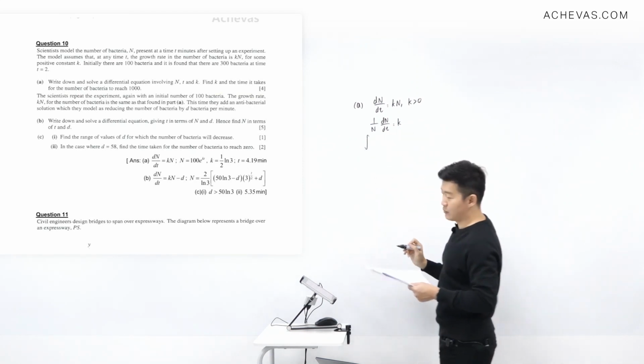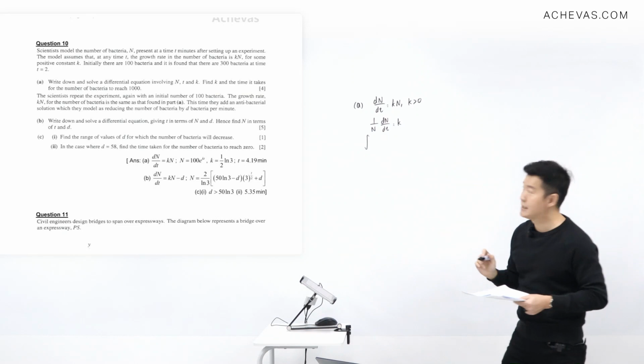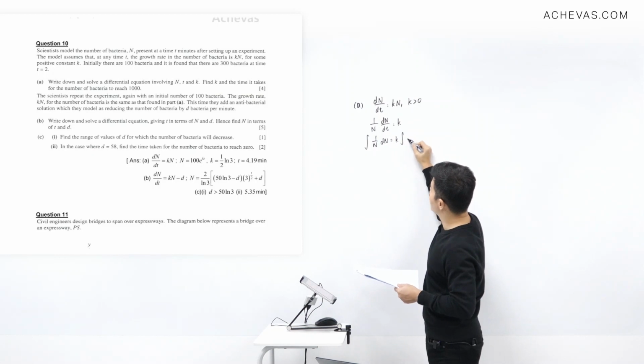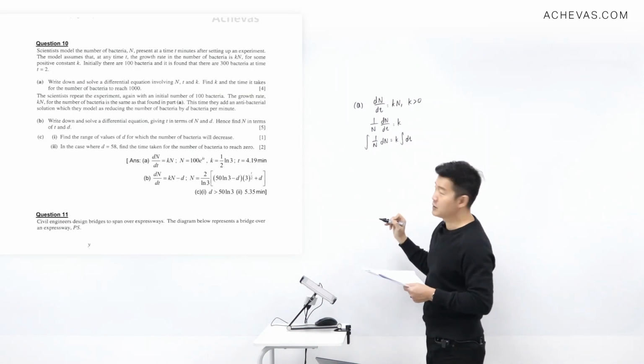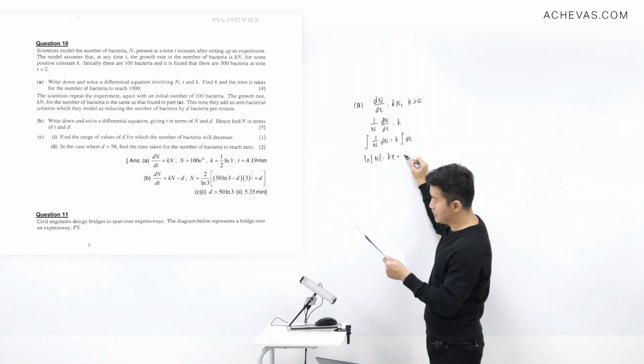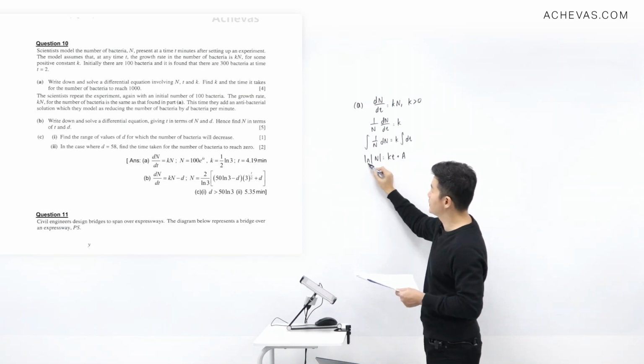Integrating both left and right hand side with respect to t, we will get 1 over n dn. This k is a constant, so I'm going to take it out of the integration notation, which gives me this. Integrating this is ln modulus of n. It's going to be equal to kt plus an arbitrary constant. I'm going to go for a as the arbitrary constant.